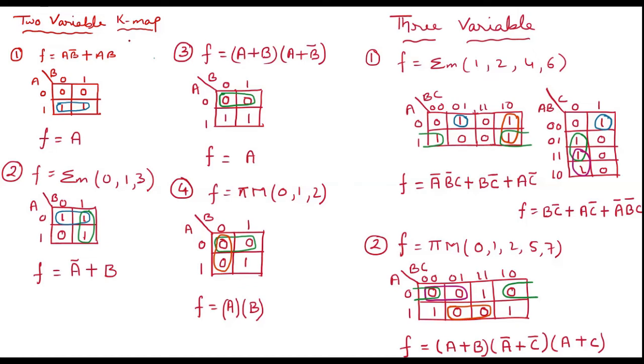In this video we're going to study two variable and three variable K-map. Okay, so starting with two variable K-map, you can see I've taken different examples for that, some in min terms and some in max term equations, that is SOP form and POS form.